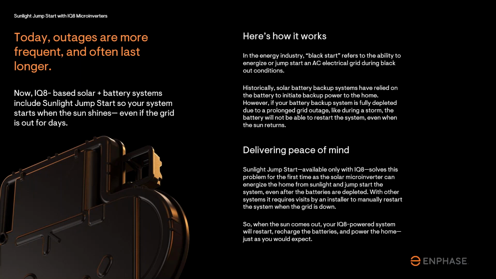Sunlight Jumpstart means that the Enphase micros on the solar array can power the home even with a completely depleted battery. Then once the microgrid is up and running and the home's receiving power from solar, the excess generation can go toward recharging that battery.